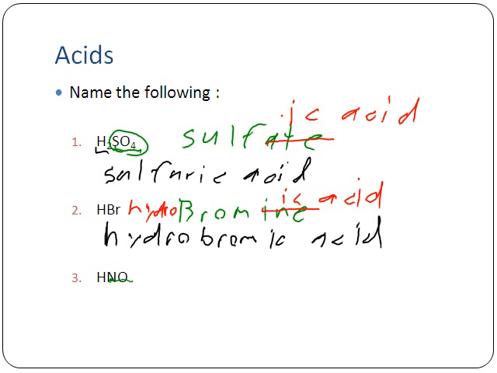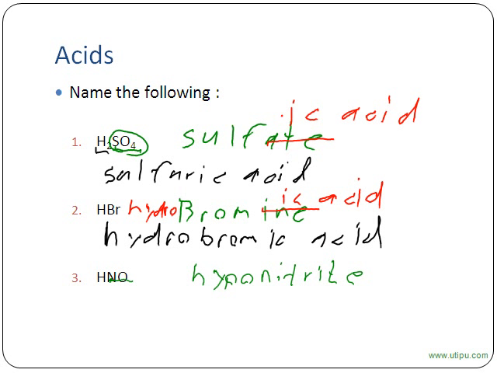And so in this case, it's not going to be nitrate. This is going to be hyponitrite, which is what NO would be. And so we'll write out hyponitrite would be the polyatomic ion name. And so we have hyponitrite, but then we've got to turn this into an acid.